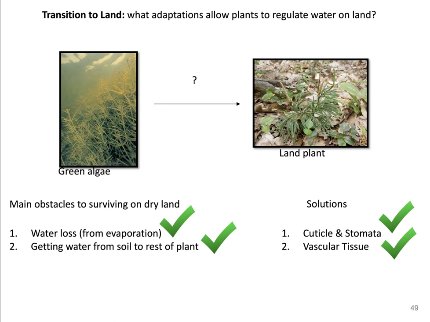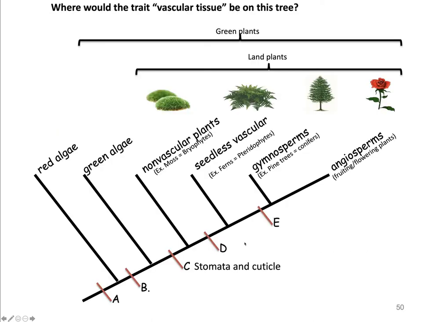Okay, so when we talk about this transition to land, we talk about the main obstacles to surviving on land. We talked about water loss and getting water from soil to the rest of the plant, and we talked about the evolutionary solutions that land plants have come up with. Number one being the cuticle and stomata to slow down water loss and evaporation, and then number two being vascular tissue to help get water from the soil to the rest of the plant. Okay, so where would this trait of vascular tissue be on this tree?